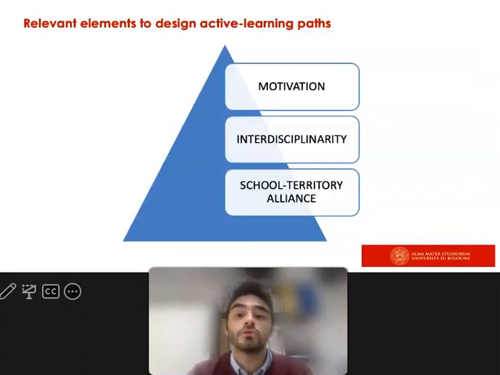In order, therefore, to propose active learning methodologies in teaching activities, it would be appropriate for certain elements closely related to each other to be present in the design phase: motivation, interdisciplinarity, and school-territory alliance. We can also see these features through the example provided by the teaching activity Ire per Agros, Journeys of Faith and Culture in the Middle Ages, the pilgrimage, pertaining to the topic Travels and Travelers, Economic, Social and Cultural Connection of the European project History Lab.